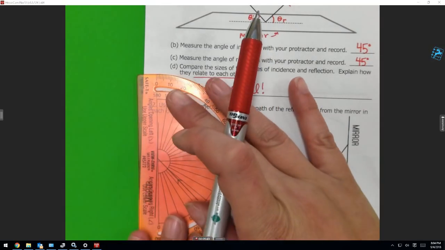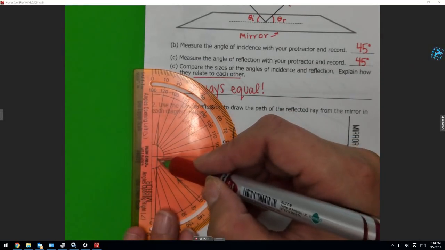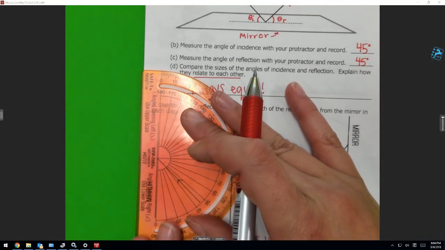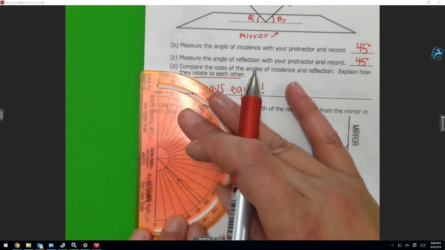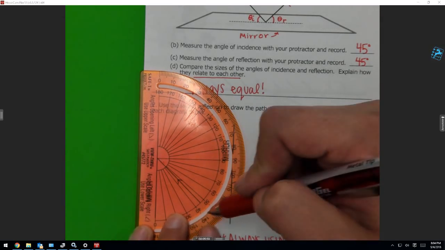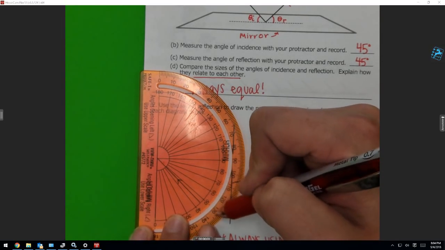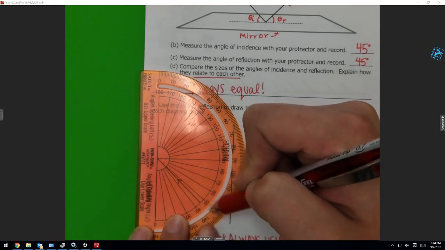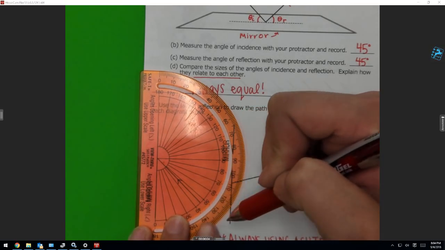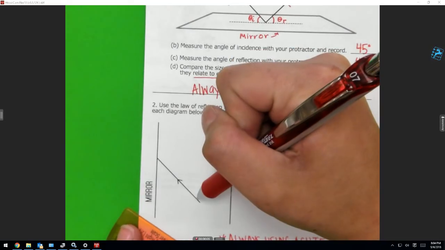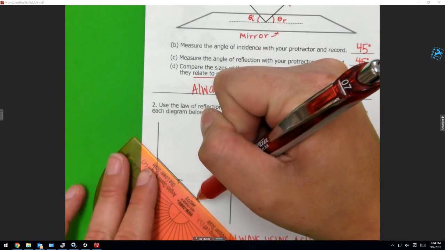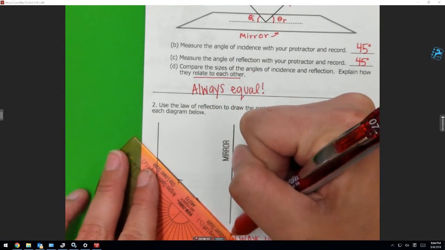So if I hold this up and I have the corner of my angle under there lining up with the T, and then the mirror lining up with my 0 and 180 line, you'll notice, again, my incident ray doesn't touch my tiny tick marks. So again, I'm going to have to put my pen on the line, put my protractor against it, and extend that line out.